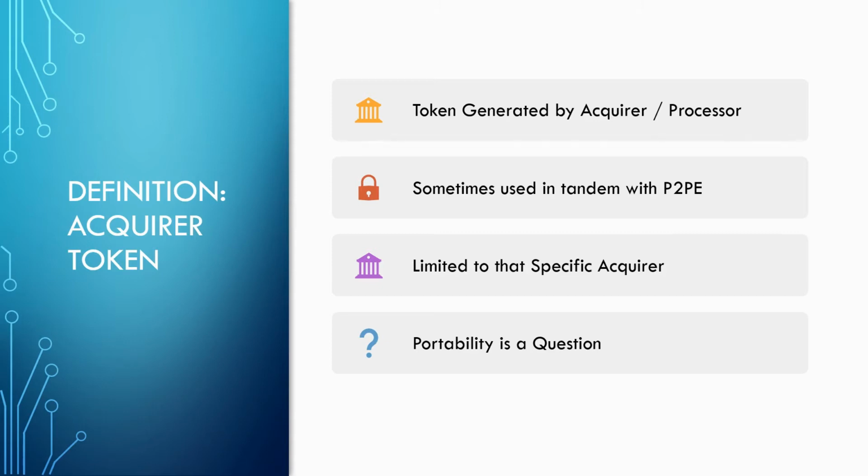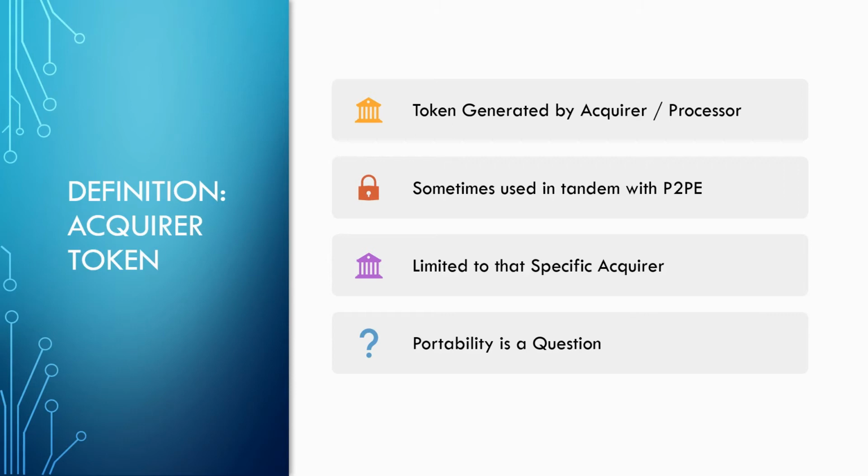The downside or the limitation to this is that it is limited to that specific acquirer. So if you're split routing or sending something to somewhere else, you're not going to get that token back. There's not going to be a common token vault. Or if you are splitting your e-commerce and your card present transactions, then you're not going to get the same token back.